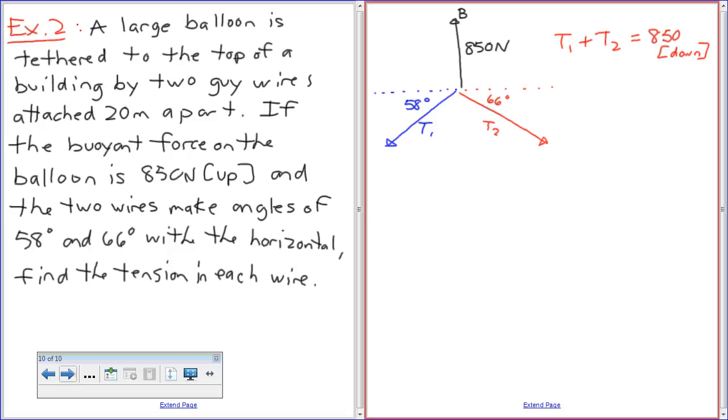So technically when you draw it, the arrows would go into that. But I'm going to redraw it one more time. I'm going to draw T1, I'm going to draw T2, and then add them together, and it's going to be 850 newtons down. Everyone see why it has to be 850 down for the non-physics people? The balloon's pushing up, it's not going anywhere, which means that the two wires are pulling it down.